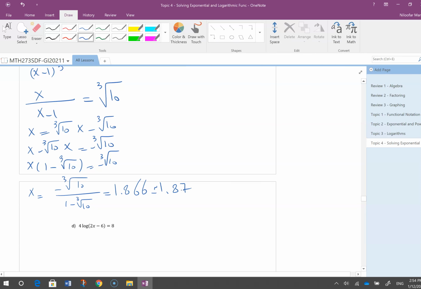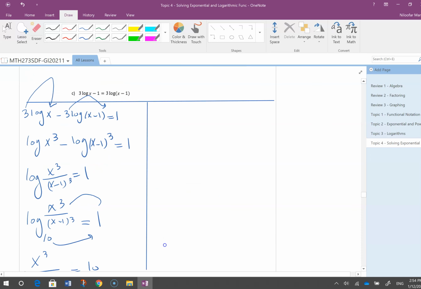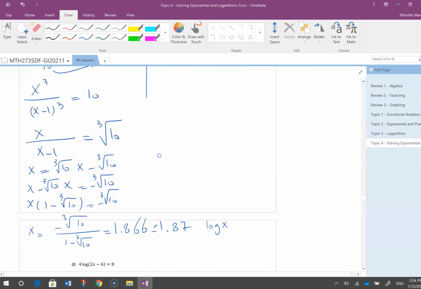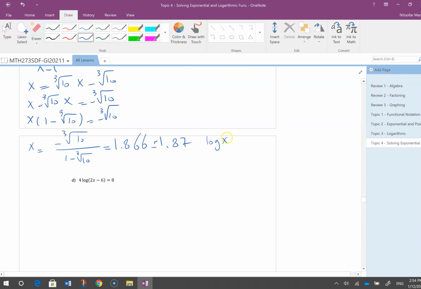Okay, and I have to see if that is valid. Oh, okay, so logarithm of x is valid because do I have x? Yes, I have x and x minus 1. Okay, logarithm of 1.87 is valid. Logarithm of 1.87 minus 1 is also valid. Yes, the answer is valid, so the answer is okay.